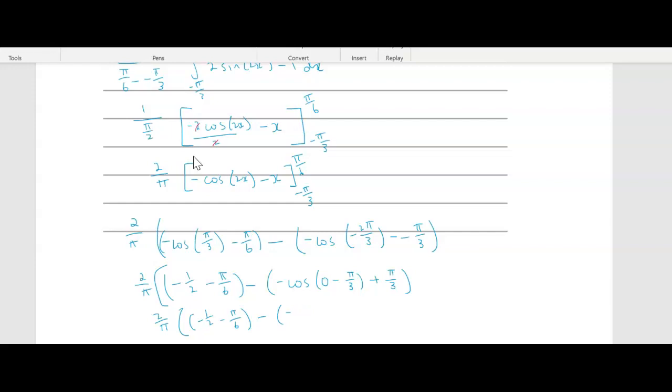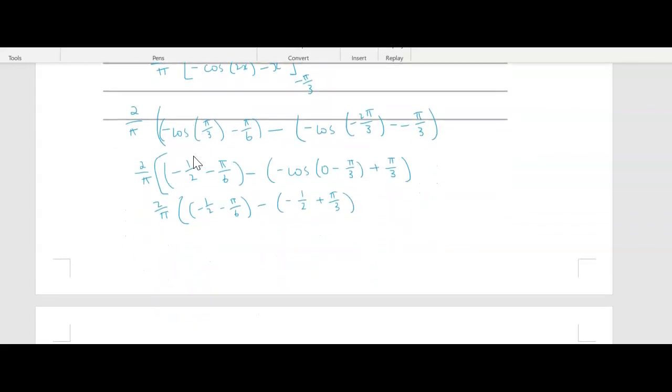Oops. So the negative stays, but we are in the fourth quadrant where cos is positive, so it's positive a half plus pi on 3. Oh, this is where it gets frustrating. Okay, so we'll keep the 2 on pi out the front, and let's just do negative a half minus pi on 6 plus a half minus pi on 3. All right, so those halves cancel out, which is awesome.